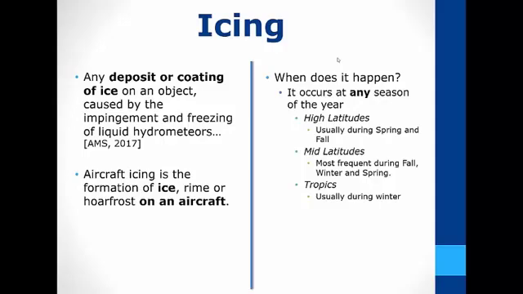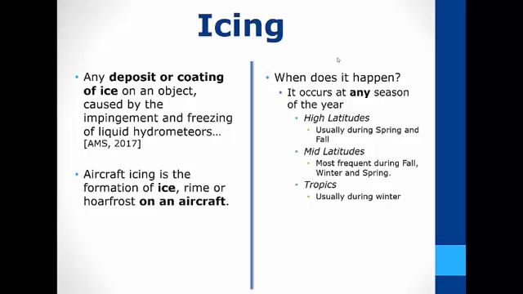In the higher latitudes in the spring and the fall, and in the winter months it's too cold up in the high latitudes to really get ice to form, and that's when your icing threat moves further south towards the mid latitudes. That's why we see the most frequent icing threat in the fall, winter, and spring months here in the mid latitudes. And the icing threat in the tropics is mainly focused in the winter months because the atmosphere is generally too warm to sustain ice throughout the rest of the year.